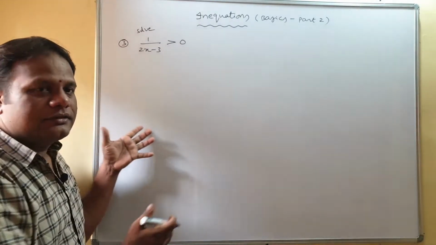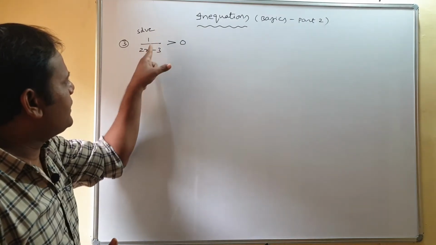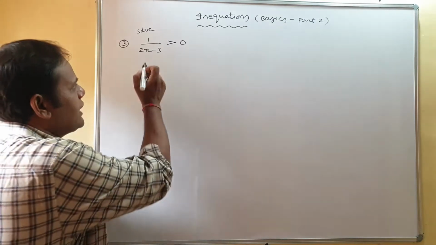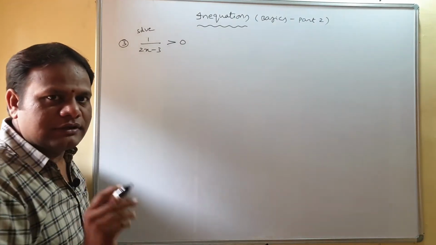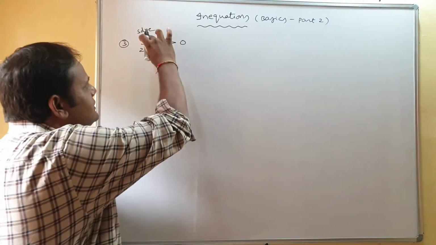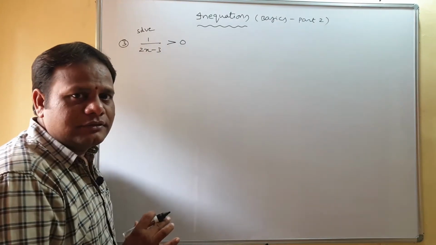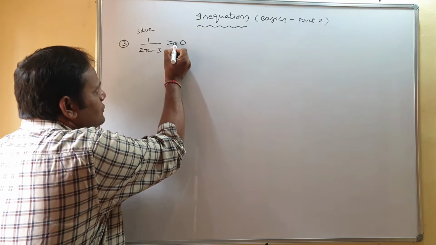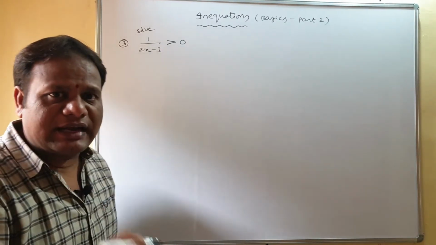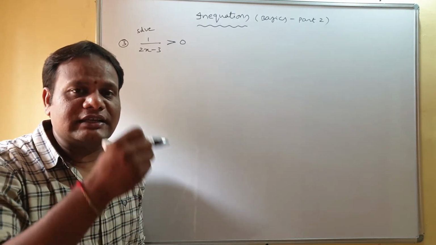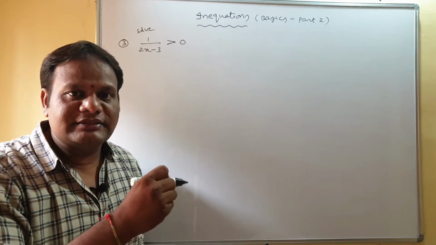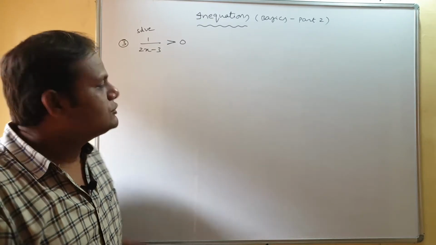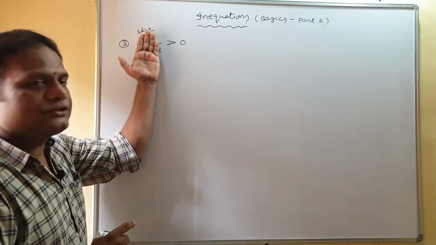Moving to next. Solve 1 by (2x minus 3) greater than 0. So you have to solve this inequation. Listen carefully. Here this is a fraction. So here greater than 0. What is the meaning of greater than 0? Greater than 0 means that is positive. Less than 0 means that is negative. So here it should be positive.